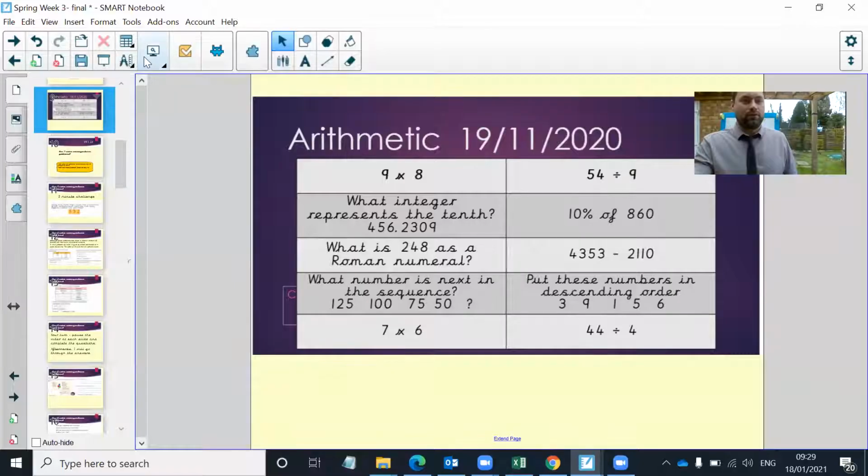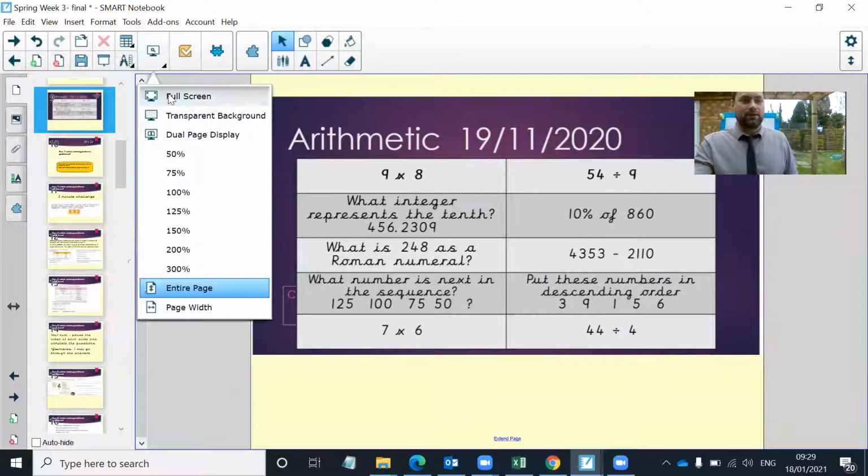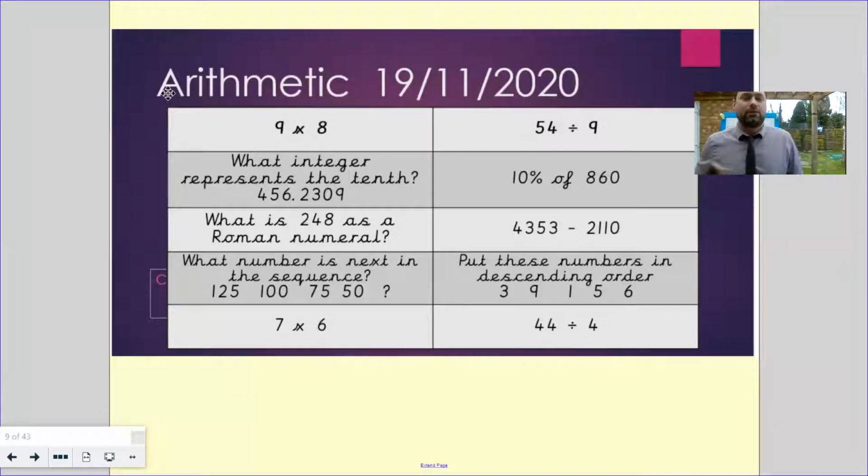First thing we're going to do is your arithmetic for today. So I'm going to go out to the screen and share my screen with you so you can see your arithmetic. Okay, so there are your questions. You've got 9 times 8. Which integer represents the 10th in that number? What is 248 as a Roman numeral? What is the next number in the sequence?